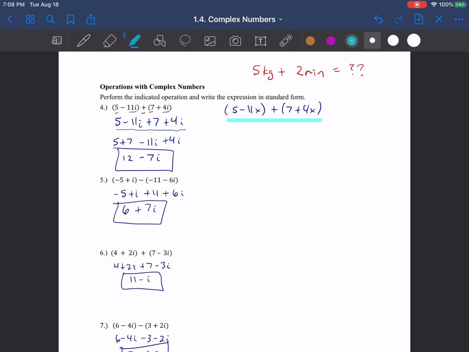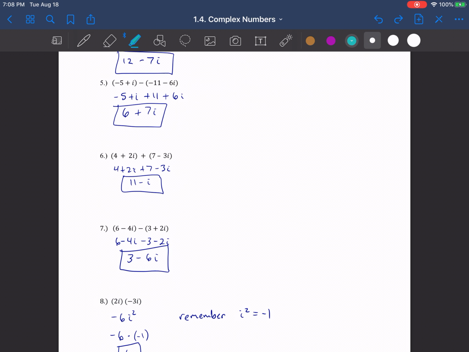If you were to add these together, you could add the 5 plus the 7, and then you could add the negative 11x plus the 4x, like that. And so you'd combine things that had the same basic properties, the same type of number. All right, so let's take a look at the next one.